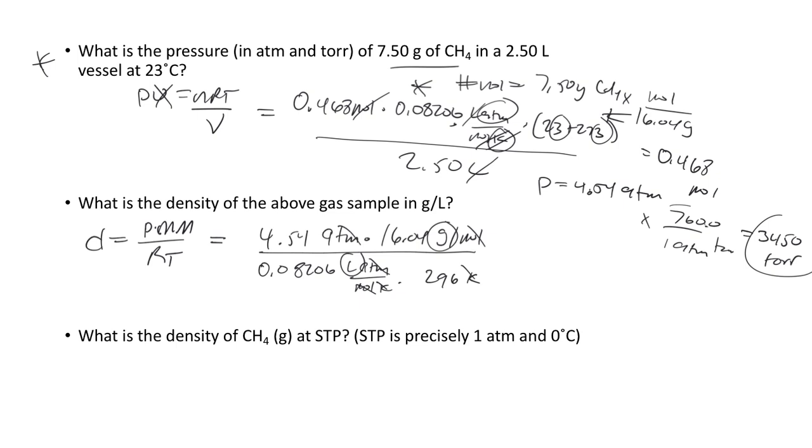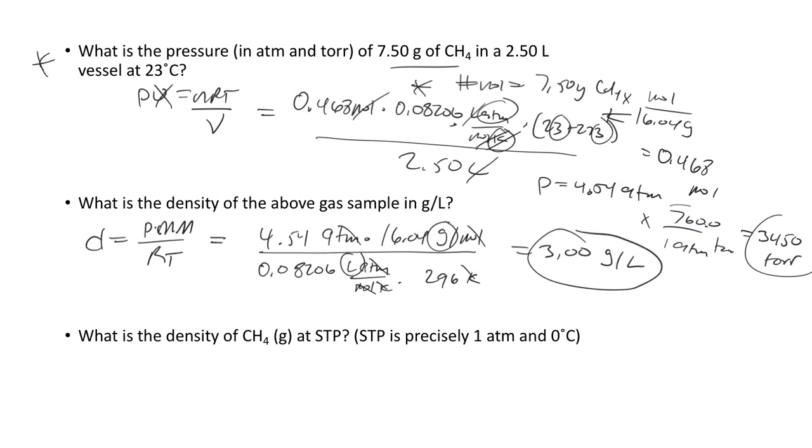I've mentioned a couple times, I know it's easy to skip writing units, but especially in an equation like this, if we forget our units, we may not know whether it's supposed to be grams per liter, grams per milliliter, grams per what. Here, just showing the units, we clearly see we get grams per liter. Taking the math here, 4.54 times 16.04, divided by 0.08206 and 296. So I get 3.00 grams per liter as the density.